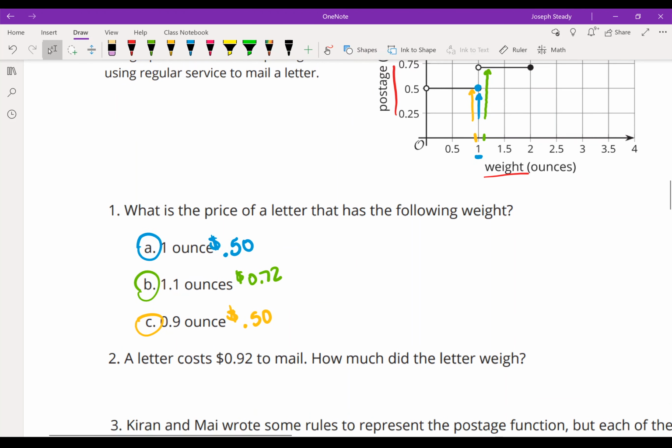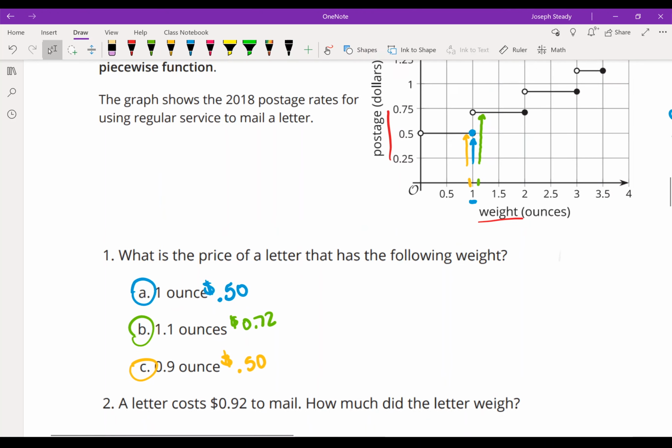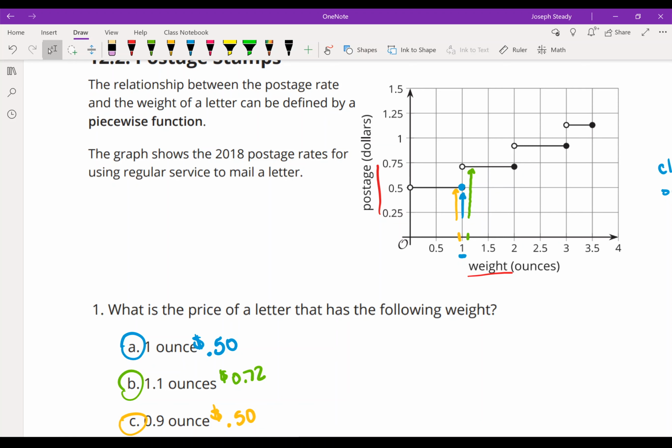Now the second question wants us to go the other direction. This one, they tell us that the letter costs 92 cents to mail, and they want to know how much it weighs. So we're going the other way. So let's grab red as our color here. Now if it costs 92 cents, let's say it's right below $1, it's right around in here. I'll come over here, and it's actually anything on this line costs me 92 cents. But again, we have to remember this one is not included, but the closed circle is.